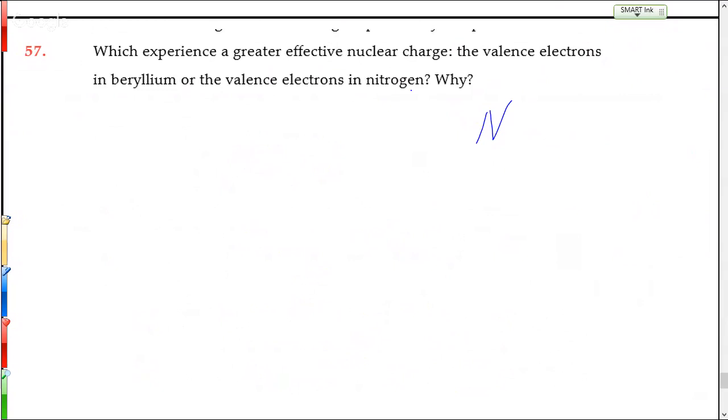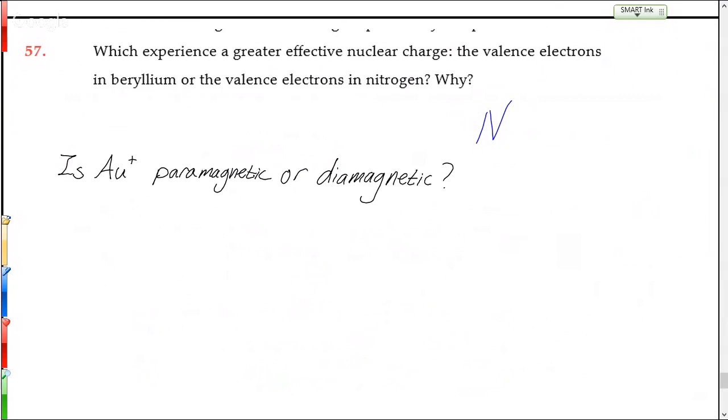All right, let's look at, I'm just going to give part of this next question. Is gold 1+ paramagnetic or diamagnetic? And write the electron configuration.